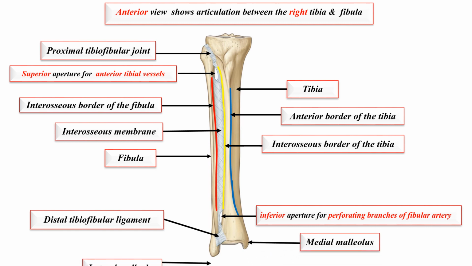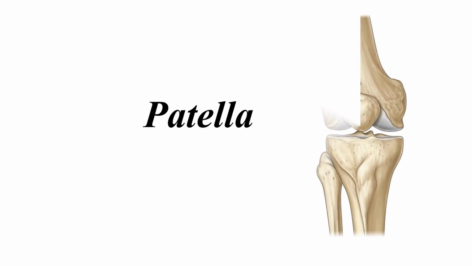Distally, this is the medial malleolus, and distally and laterally, this is the lateral malleolus. Now let us talk about the patella. This is the anterior view of the knee joint. Superiorly, this is the femur. Distally, this is the tibia, and this is the patella.